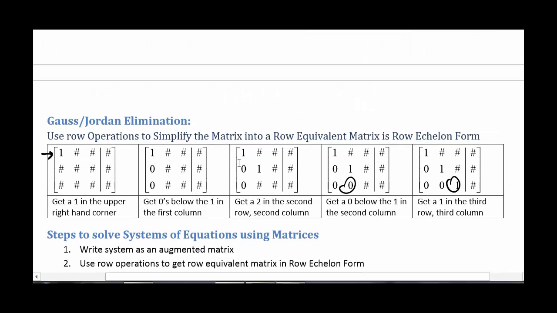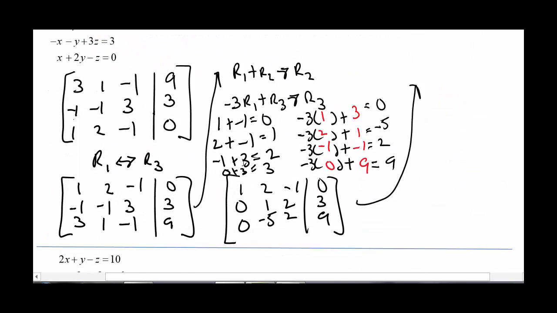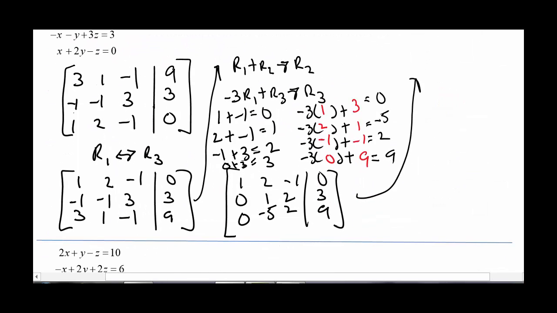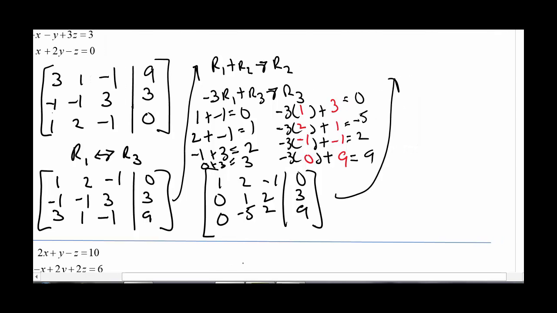Now I need to get a 0 underneath. Well, anytime I want a 0, that means I'm going to multiply and add to something. So I'm going to look at the 1 that I just got. What can I multiply 1 by to get it to cancel out with negative 5? And that's just 5. So if I do 5 times row 2 and add that to row 3, and then do substitution for row 3.